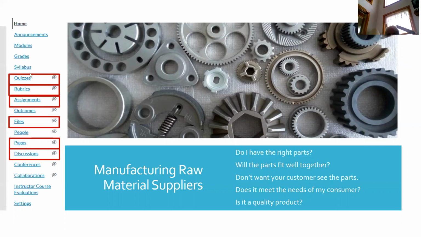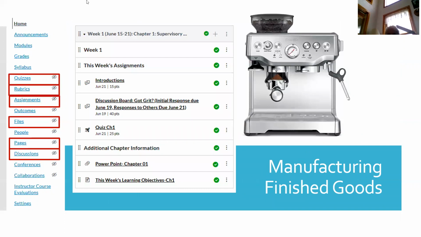Well, the same thing here in Canvas. When I click quizzes, I can make all my quizzes at that supplier, at my quiz supplier. All my rubrics can be at my rubrics supplier. All my files will be at my files supplier. So then when I go to make a module, this is my finished product.